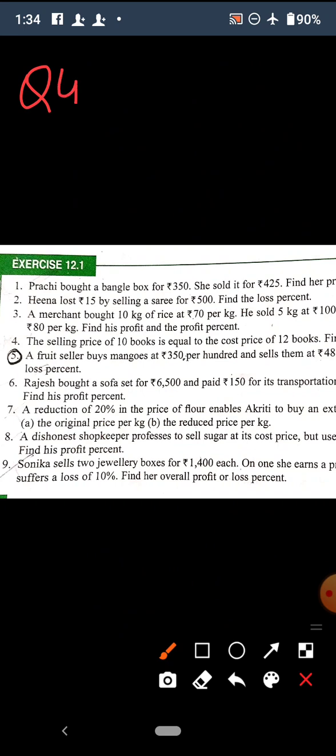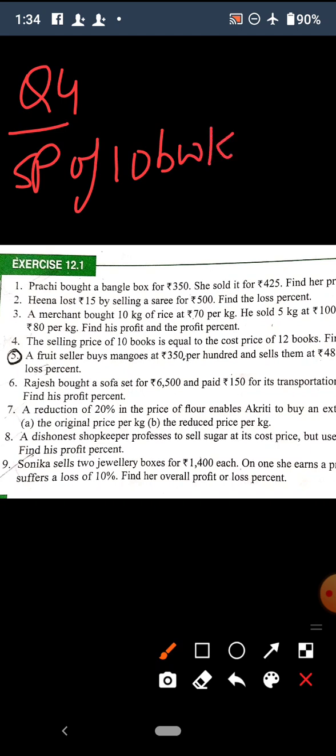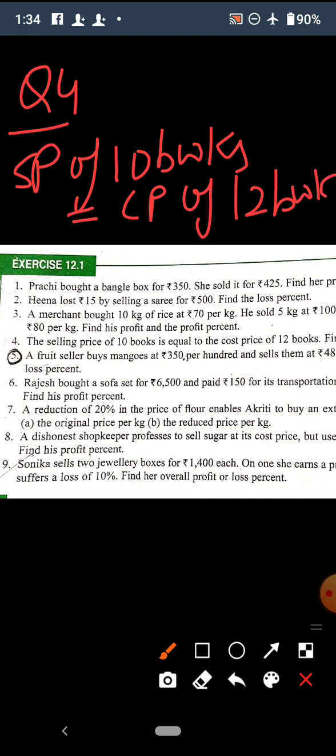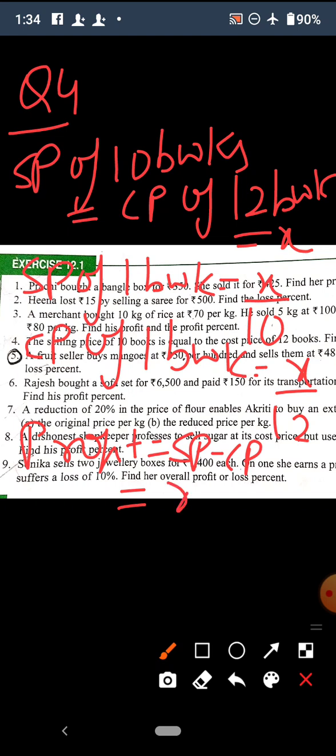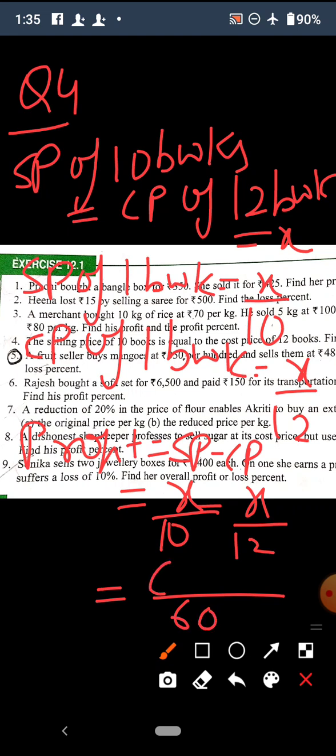Question number 4. The selling price of 10 books is equal to cost price of 12 books. So we can take it X. So selling price of one book will be X upon 10. Cost price of one book will be X upon 12. And the profit will be SP minus CP. SP is equal to X upon 10 minus X upon 12. Take LCM, it is 60. It is X by 60.